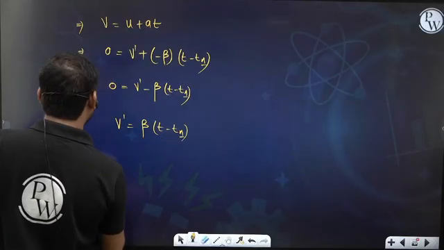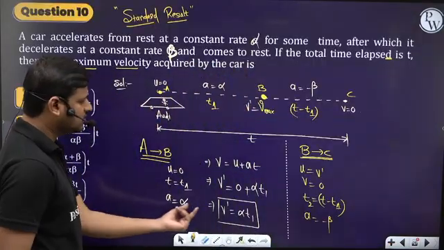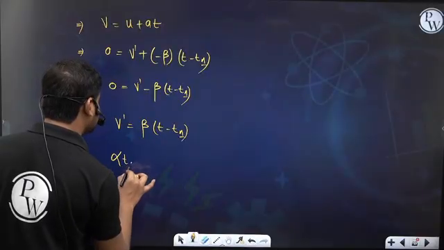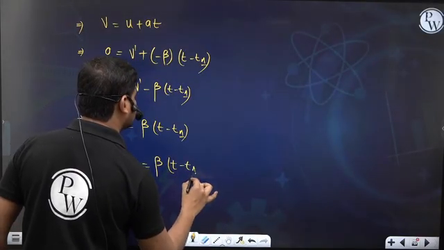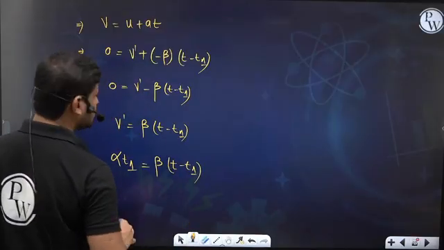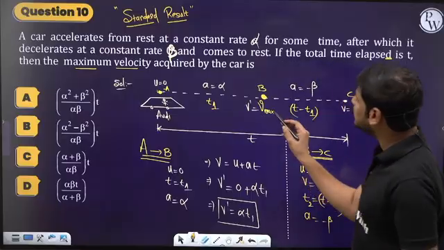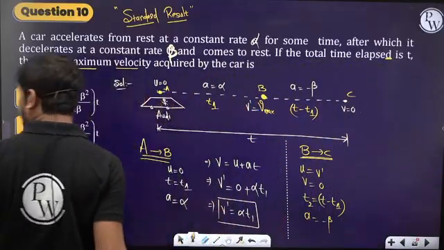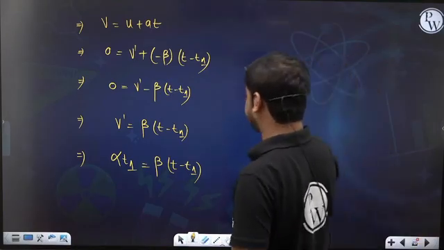So what can we write in place of beta? Sorry, in place of v dash we can write alpha t1, which is equal to beta into (t minus t1). But what do we actually require? We require v max. So what is v max? V max is equal to alpha t1.